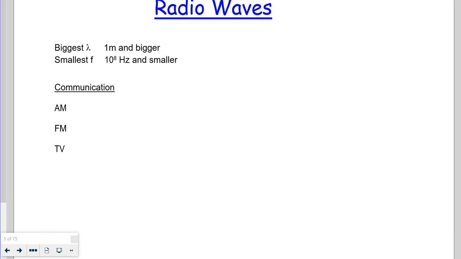So the biggest of the waves, radio waves. We have communication. That's the big thing. You may listen to radio stations, AM and FM. Well, what does AM and FM stand for? Well, the M stands for modulation or modulate, and that simply means to change. So when you have a wave, we refer to the wave as carrying information. So we talk about a wave carrier. And we encode waves with information, but you have to change it.